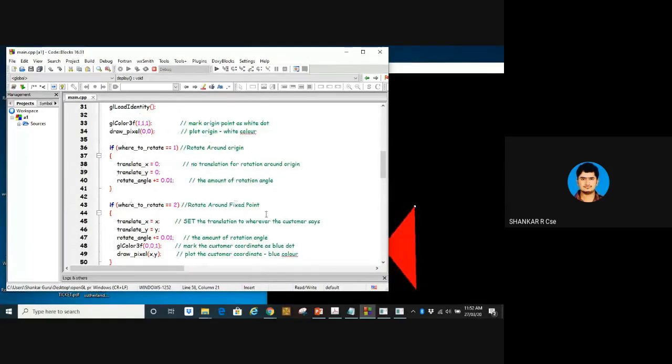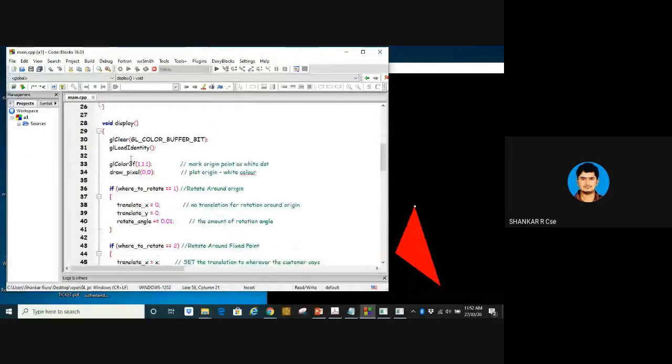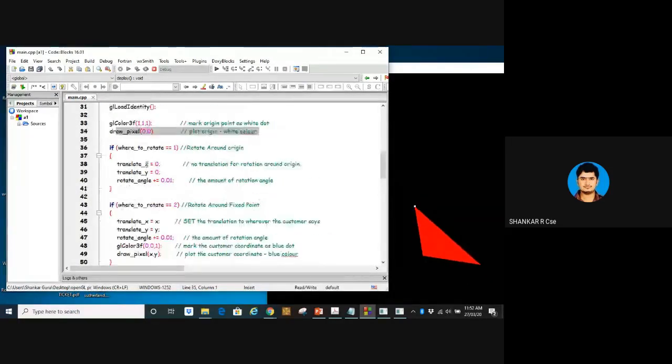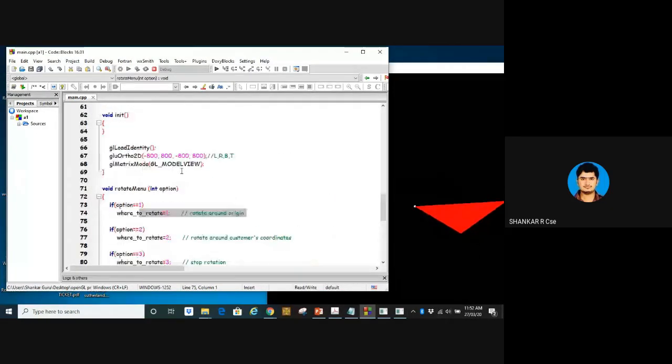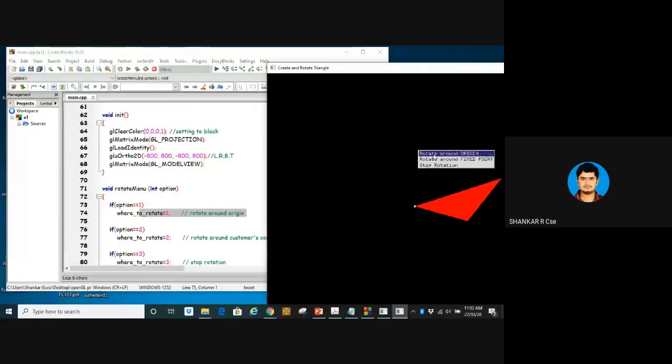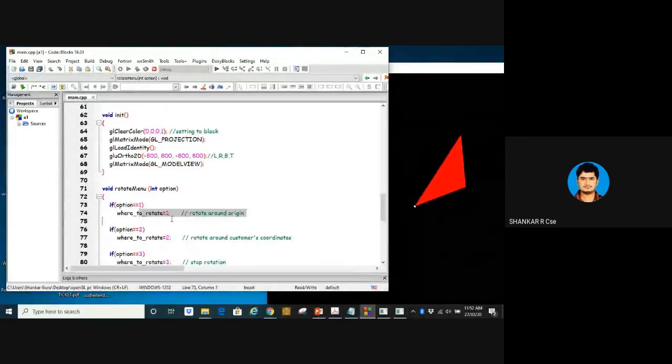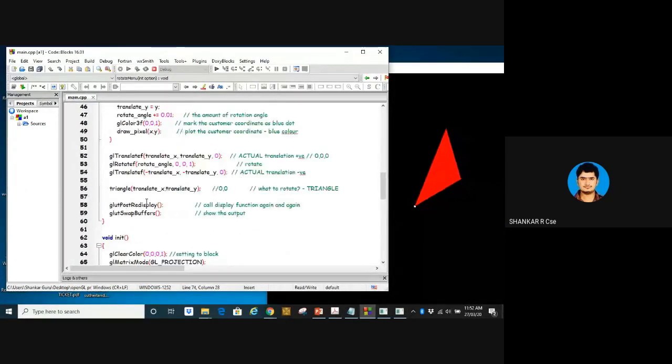gets called again and again. Now again comes here: load identity, whatever, red pixel, draw pixel, fine. Now what is my where to rotate? It has got changed to 1 now in this function. Where to rotate is 1. That means whenever you select the first option in the right click menu, you are changing where to rotate to 1.